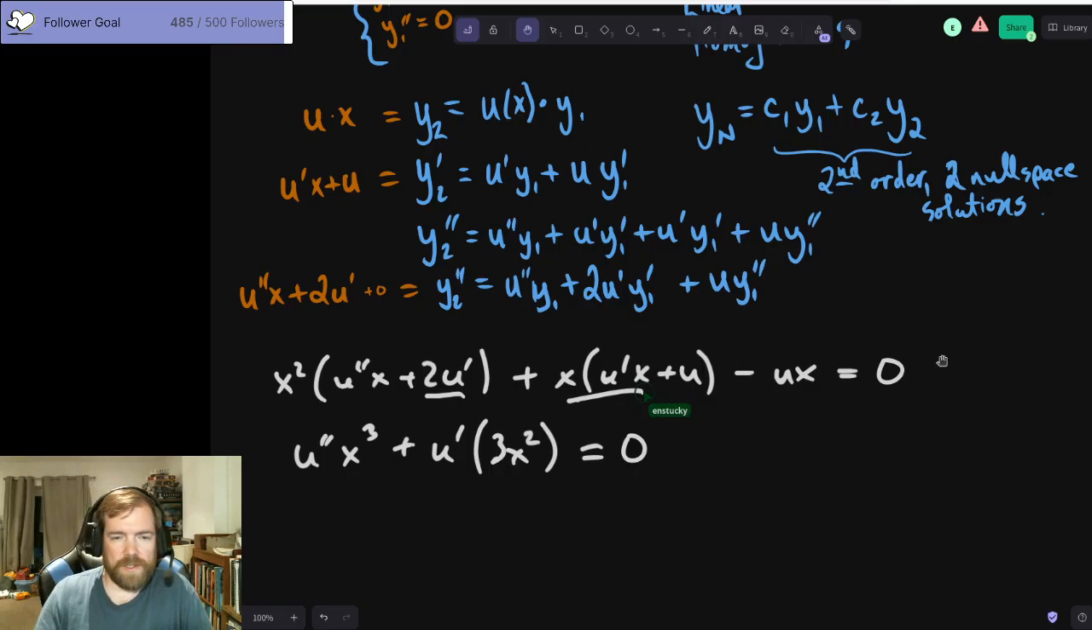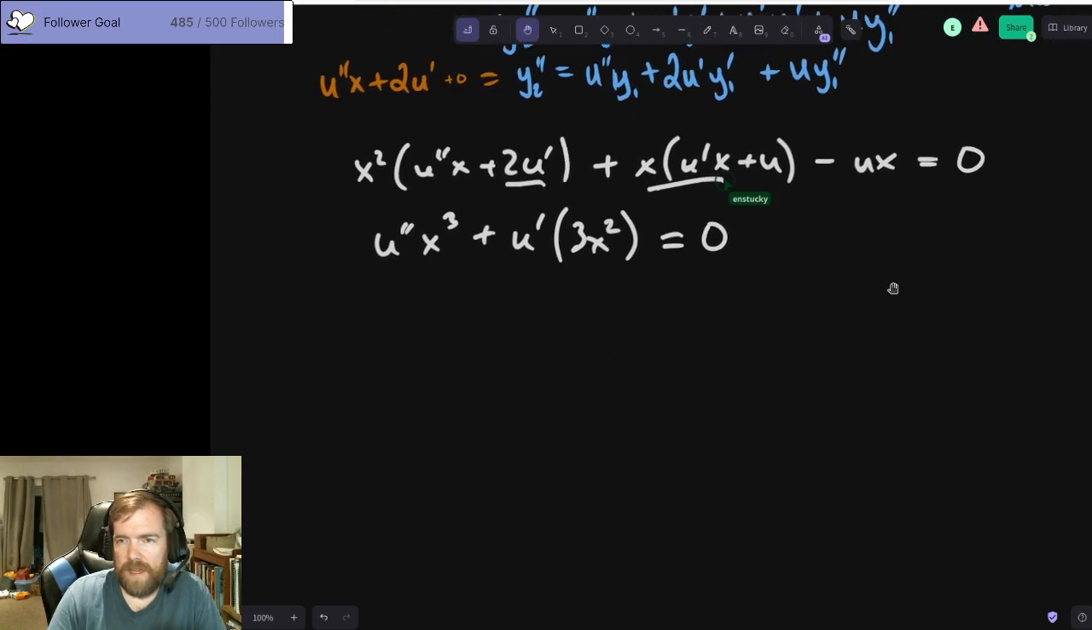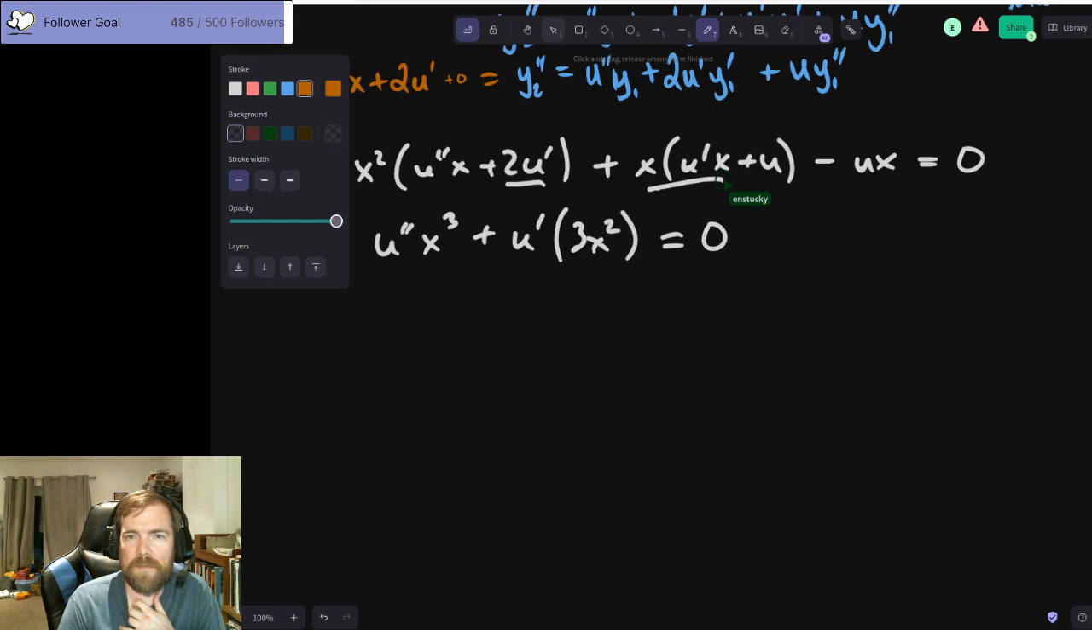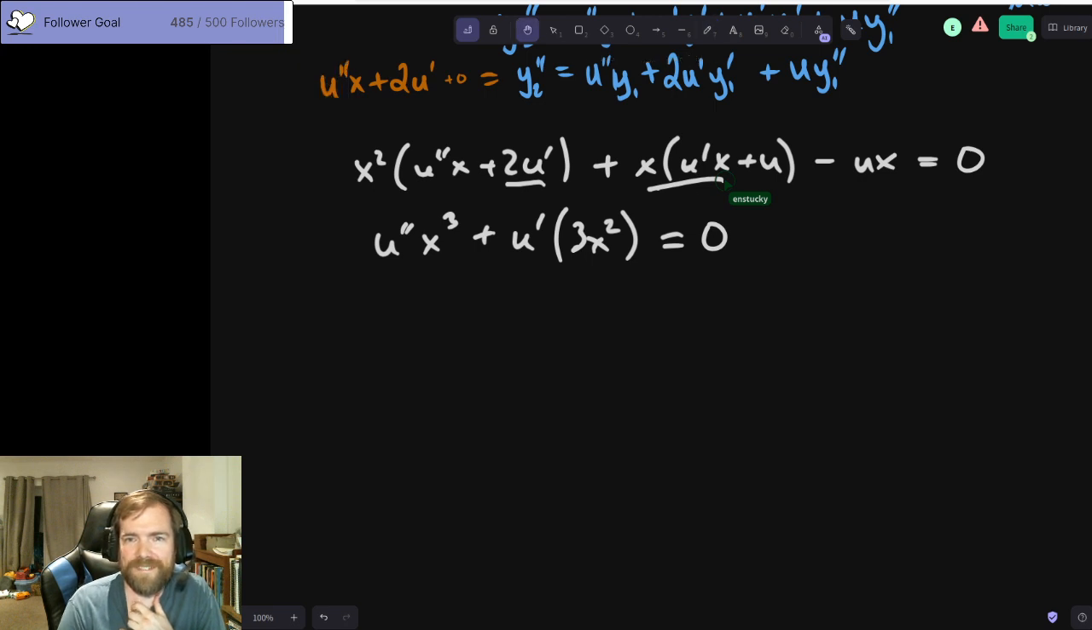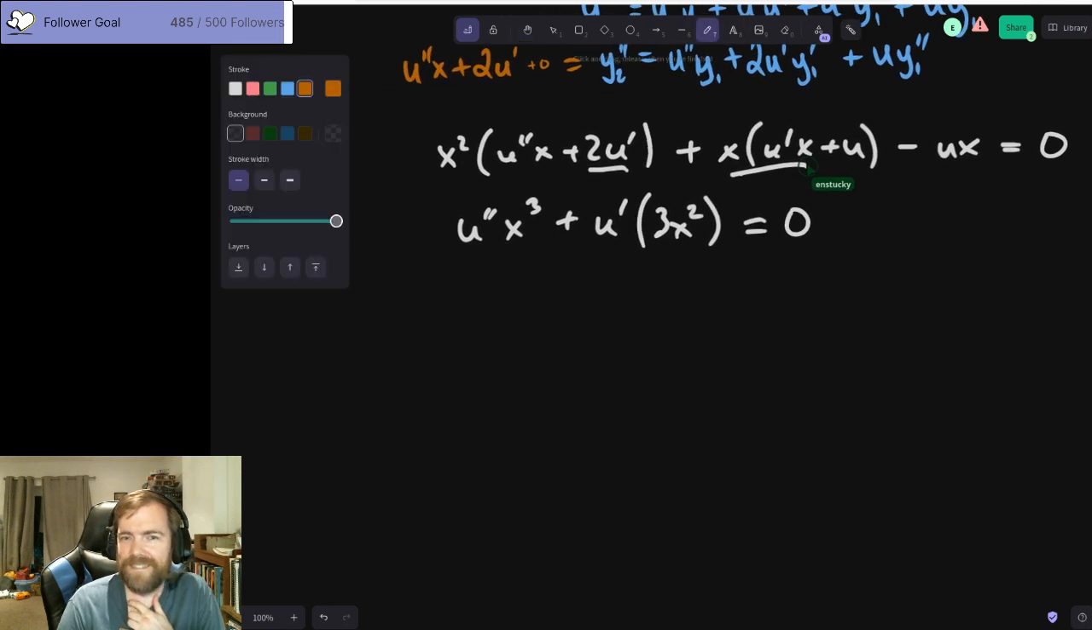Cool. So now we've got a differential equation, and what do you notice about it? It's first order in u prime. Okay, so can you explain that? The second derivative of u is the first derivative of u prime.